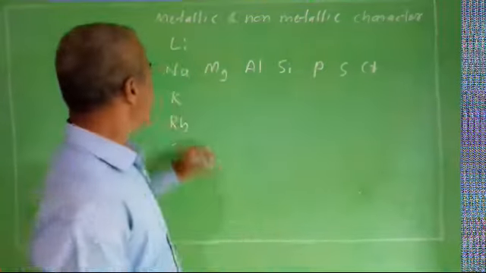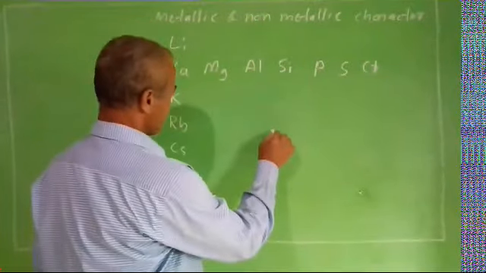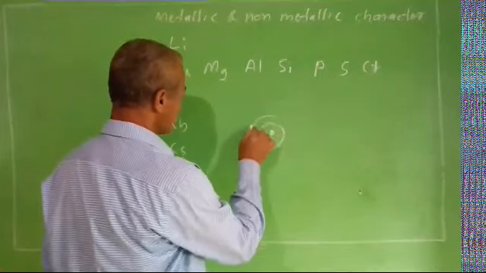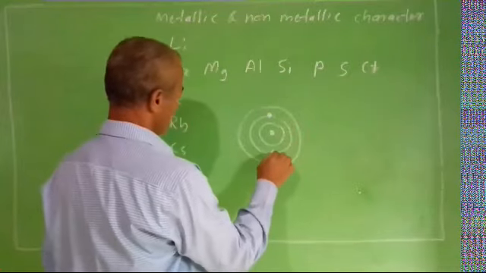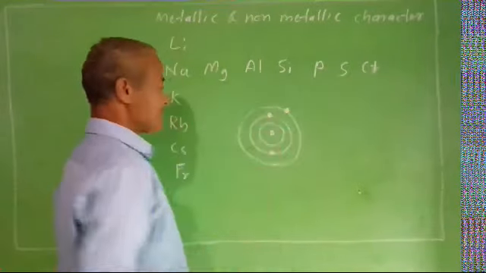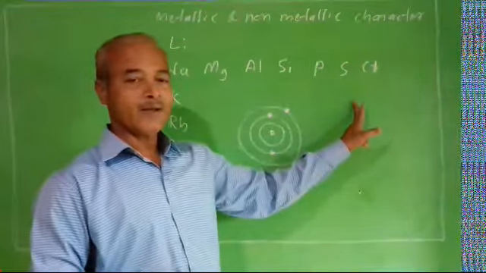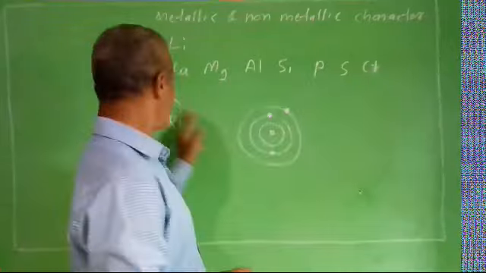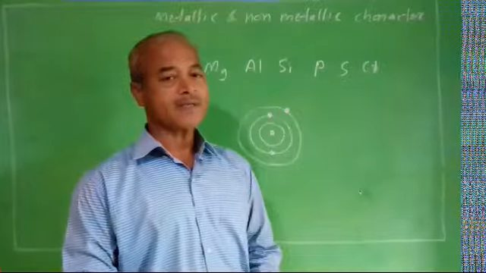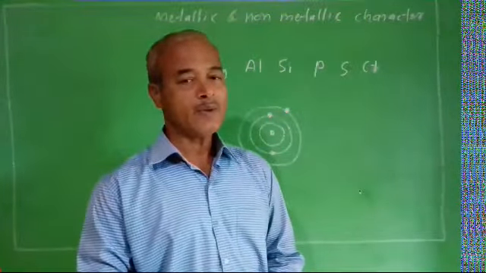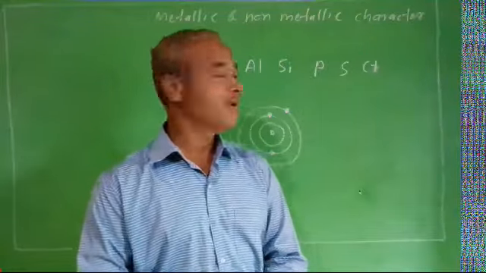But if we see, lithium has two cells and the second cell has one electron. So it loses this one electron and becomes stable. Sodium has three cells. The third cell has one electron. So it loses this electron from third cell, it becomes stable.